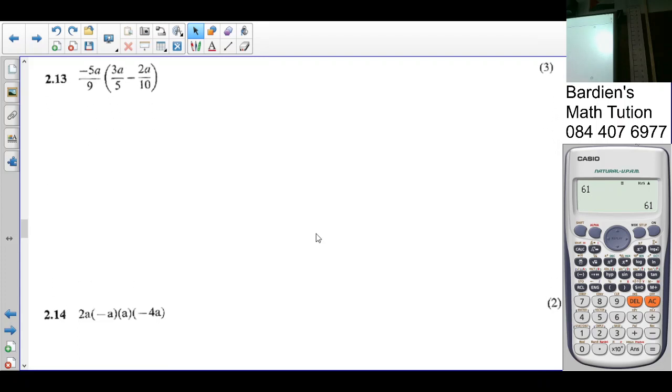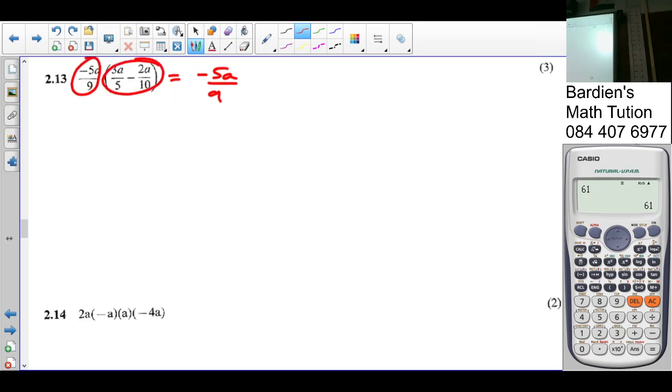Let's look at 2.13. What needs to be done first? The brackets, not so? So what's the LCM inside the brackets? 10. What operation is between negative 5a over 9 and the brackets? Multiplication, yes. So there's one of two things I can do. I can either multiply it in, or I can simplify inside the bracket, because I can simplify here. Can you see that? So what's the LCM here we said? 10. So I must multiply 5 by 2.